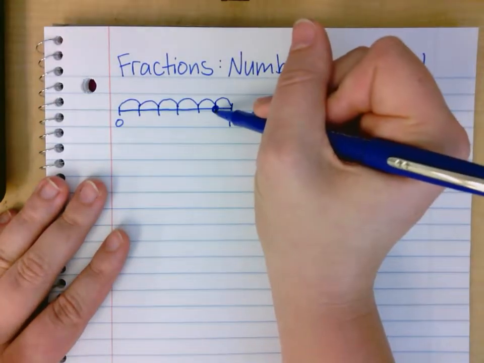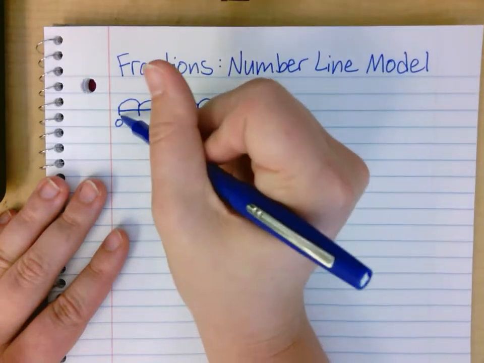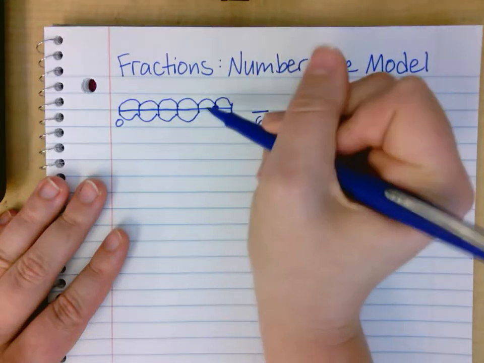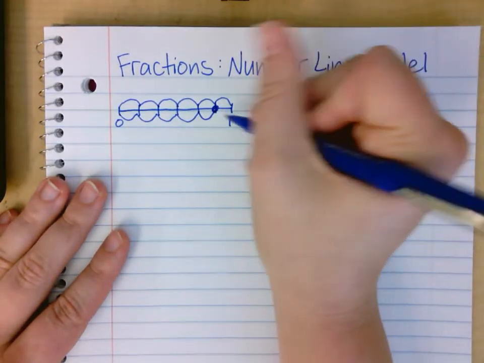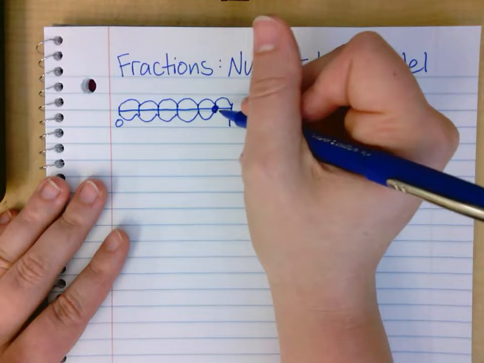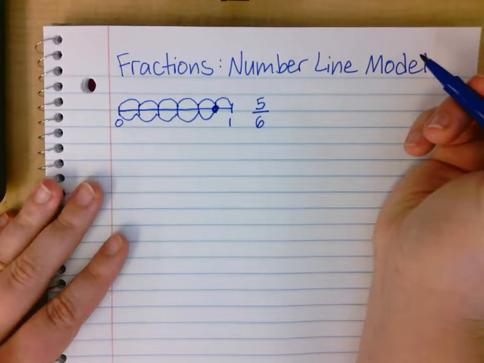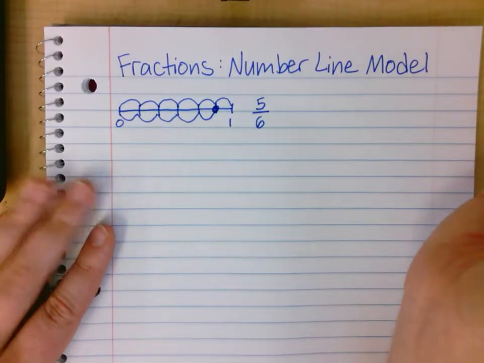Now I have to look at where my mark is. So I go from 0 to the first line, 1, 2, 3, 4, 5. So that mark is on the 5th jump after 0. So this number line represents 5/6. I'm going to do another one.